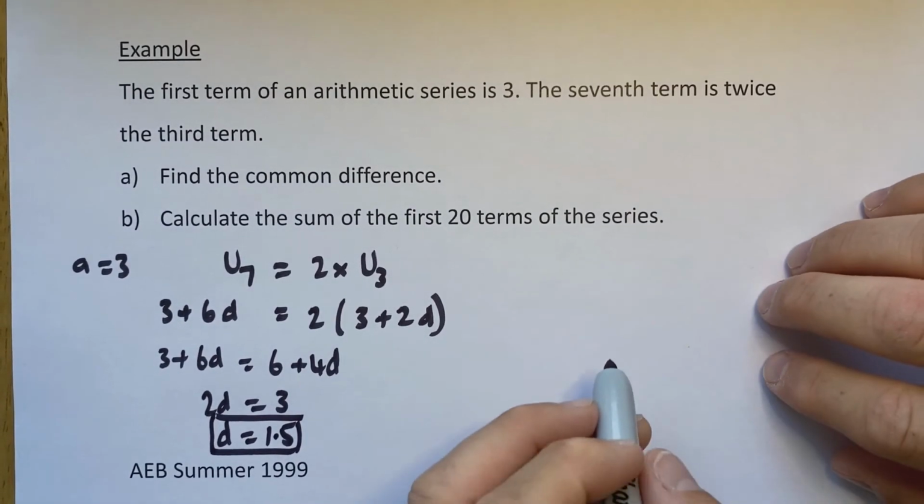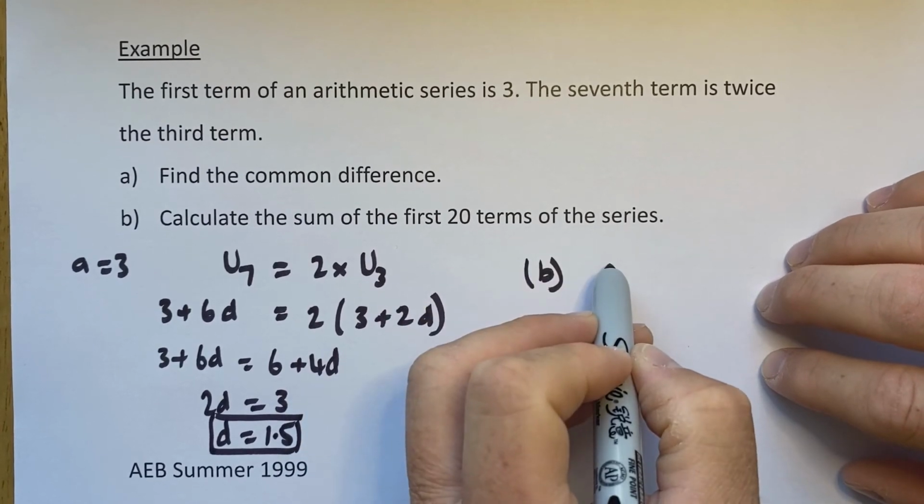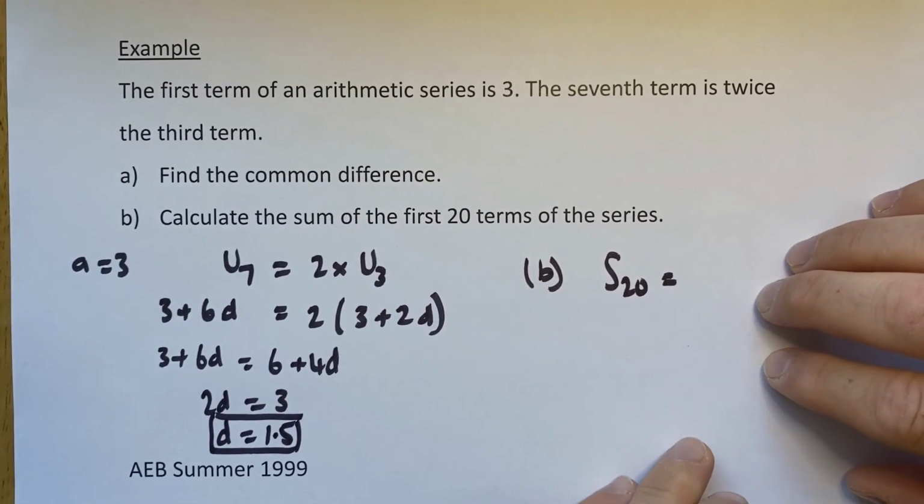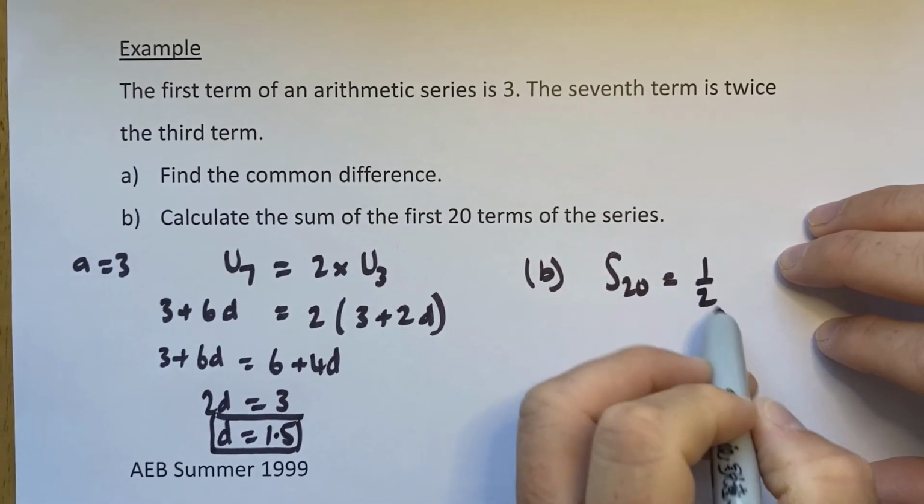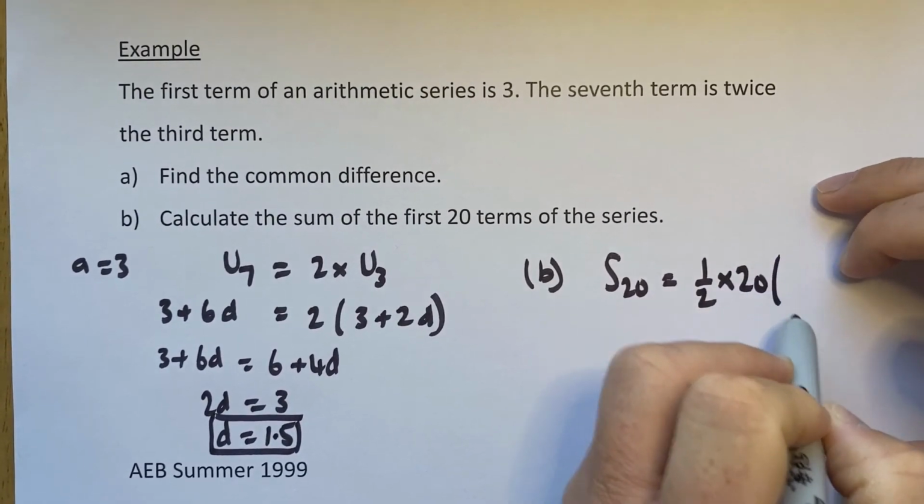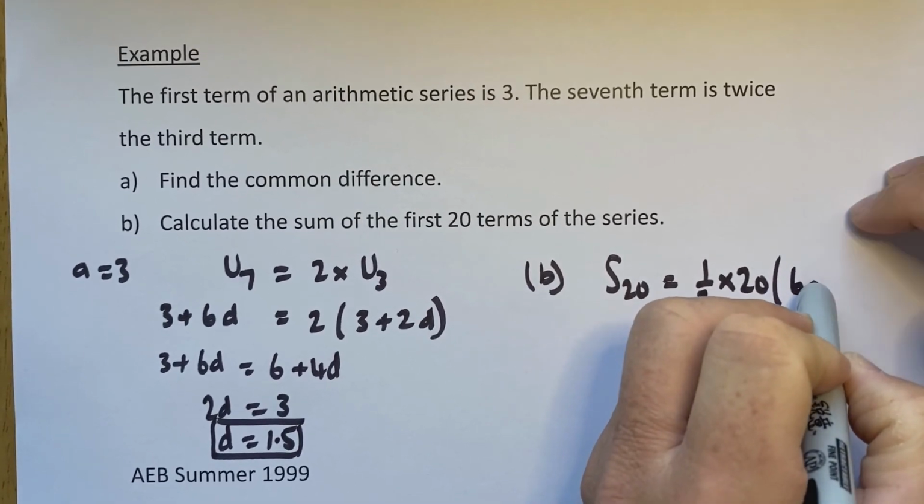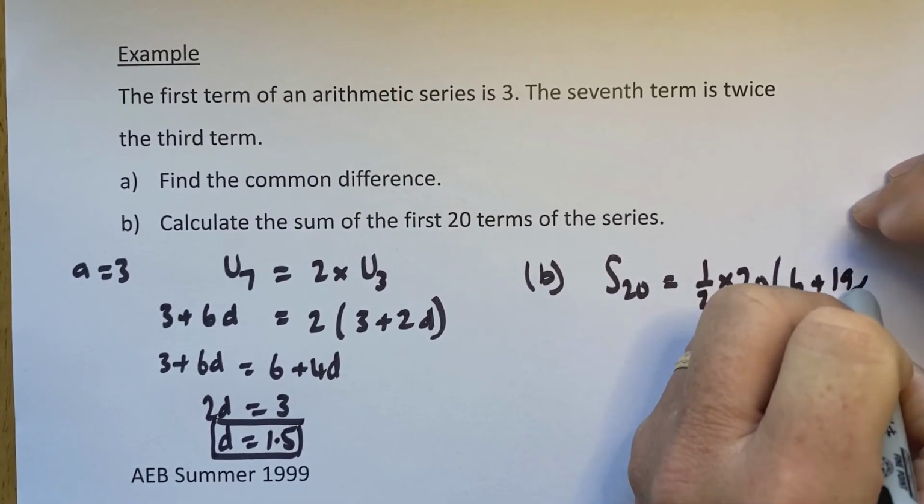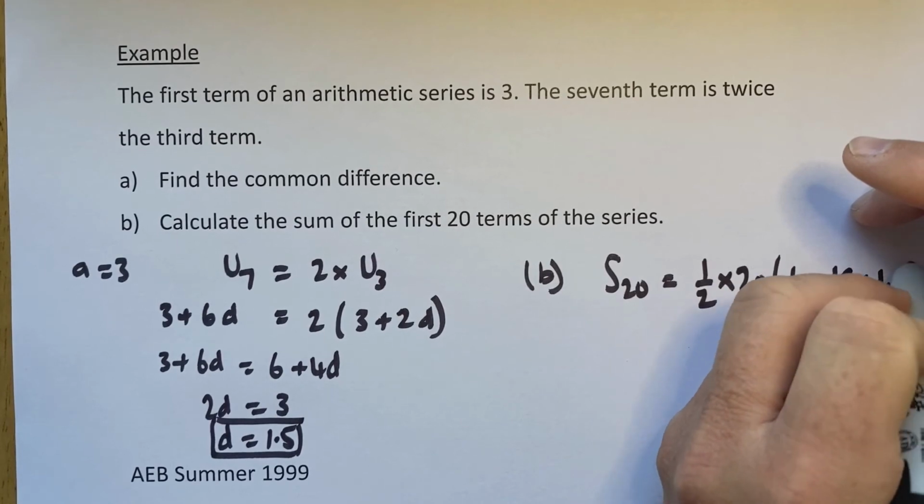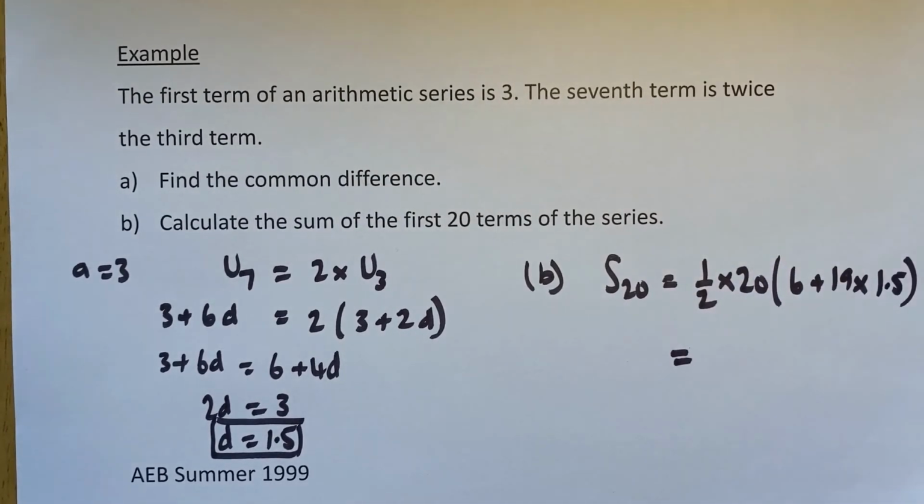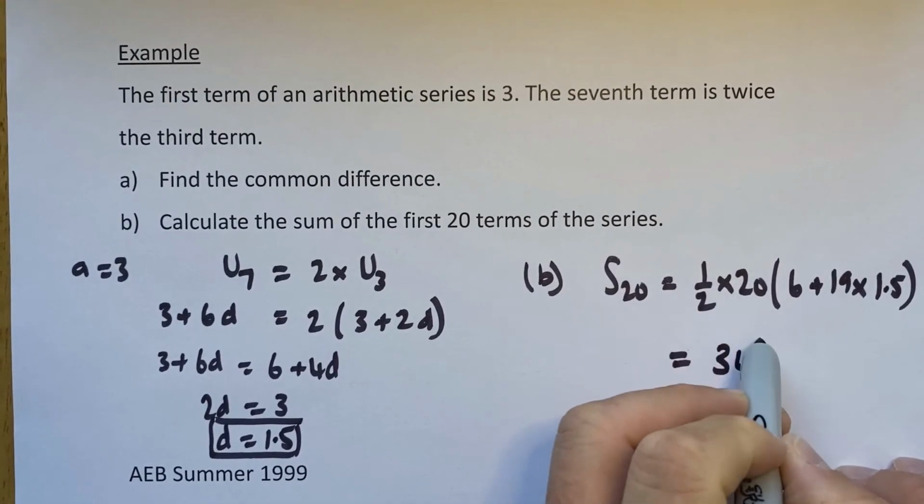Then to work out the sum of 20 terms, we once again put this into the formula. Half of n, 2a, so 6, plus (n minus 1), 19, times d, which is 1.5. And we throw that into the calculator. So 6 plus the 19 lots of 1.5 equals, and then just times that by 10 arguably, because half of 20 is 10, and that comes out as 345.